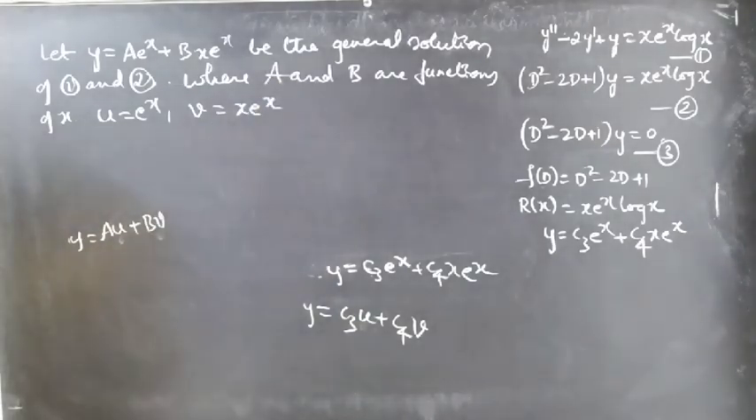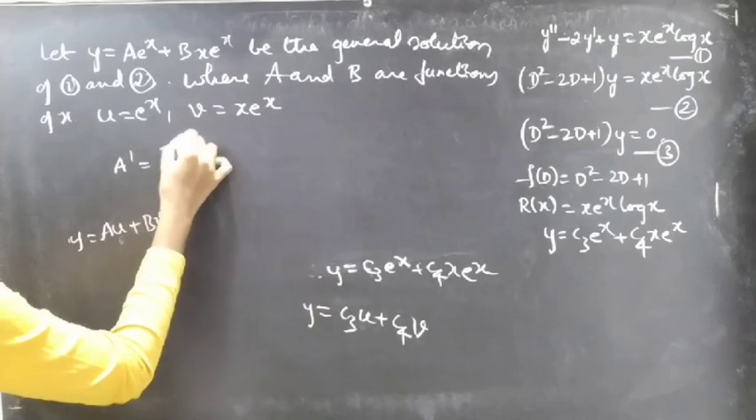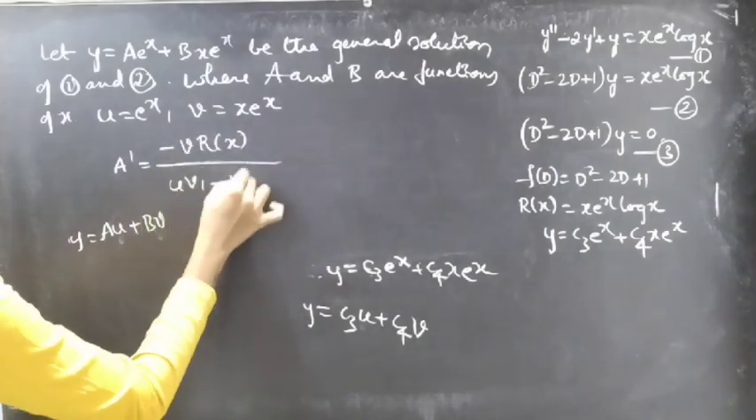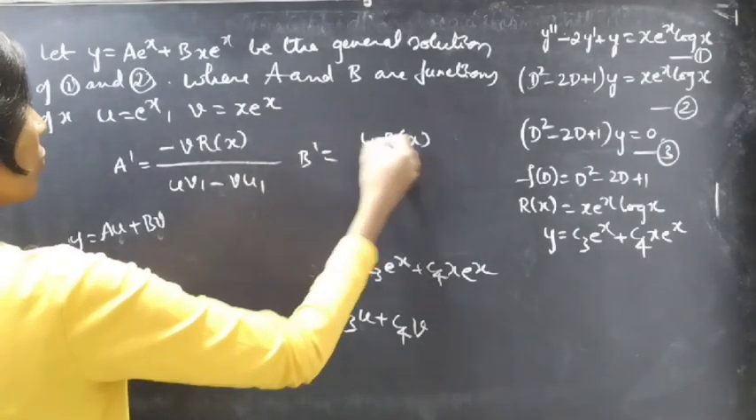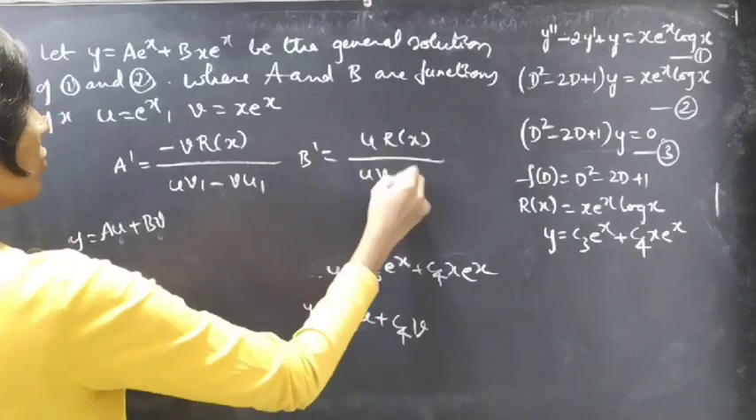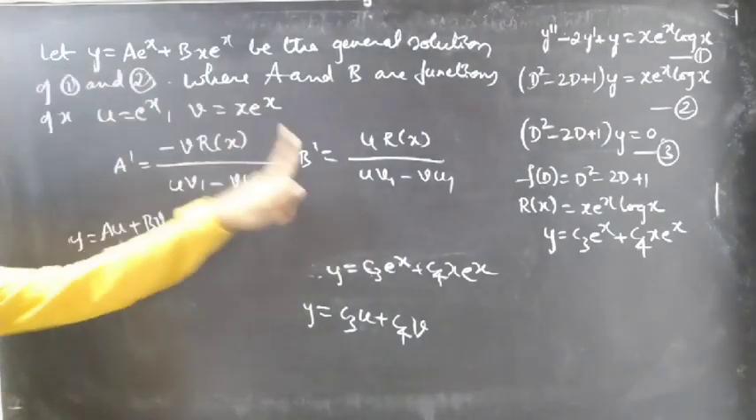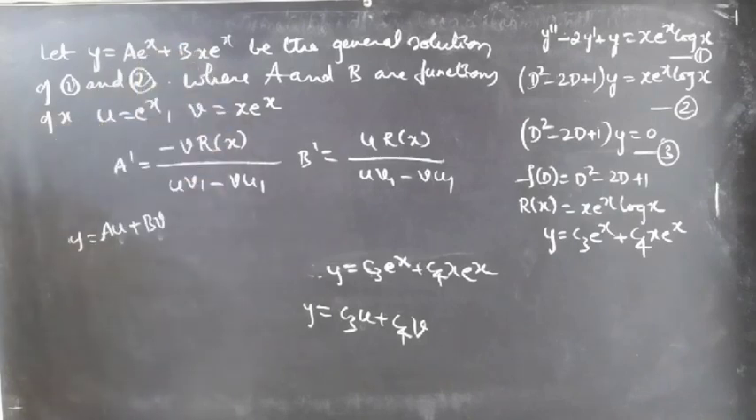And here we are going to find a dash and b dash using the formula. a dash is given by minus v into r of x by uv1 minus v1, and b dash is given by u into r of x by uv1 minus v1. If you notice, we have uv1 minus v1 in both the formulae, right? So we'll begin with uv1 minus v1 and later we'll find a dash, a, b dash, b, and finally we'll find the general solution to our problem using y equals a e power x plus b x e power x.